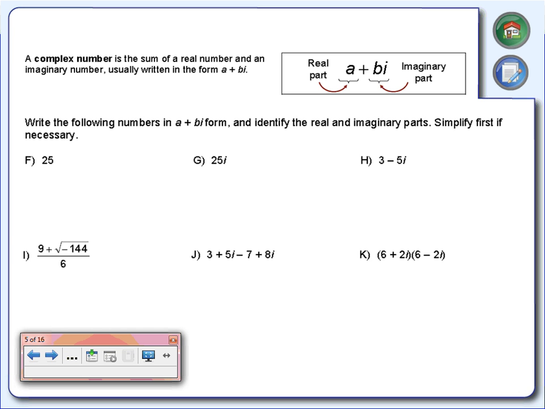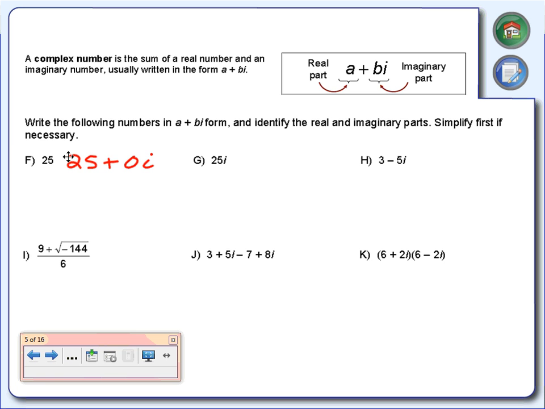All right, so here we go. F, 25. They want me to write that as a complex number. So here's how it's going to look as a complex number. It's going to be 25, it's the real part, plus 0i. Since there is no imaginary part, I'm going to add it in there, but I must put a 0 in front.